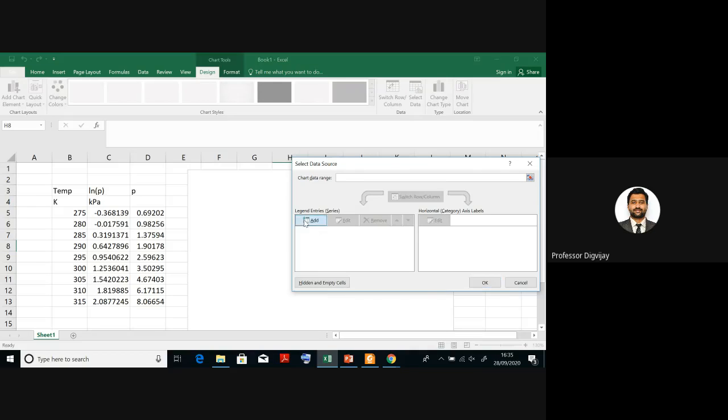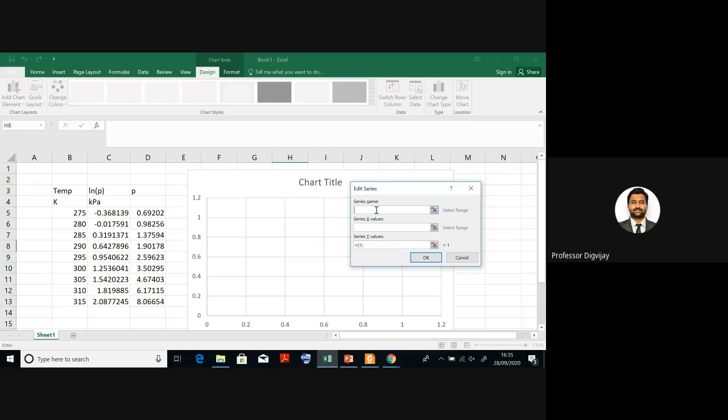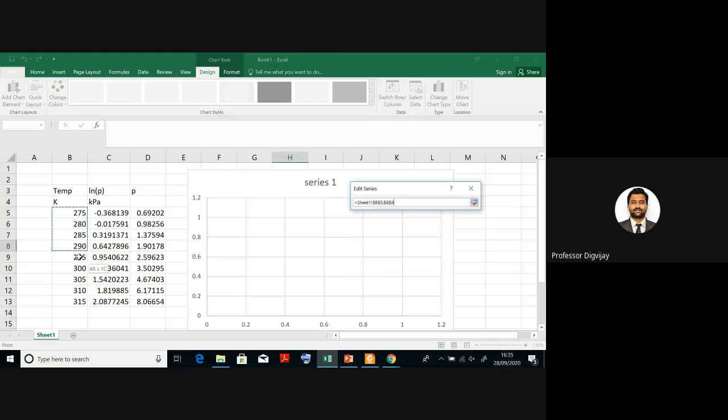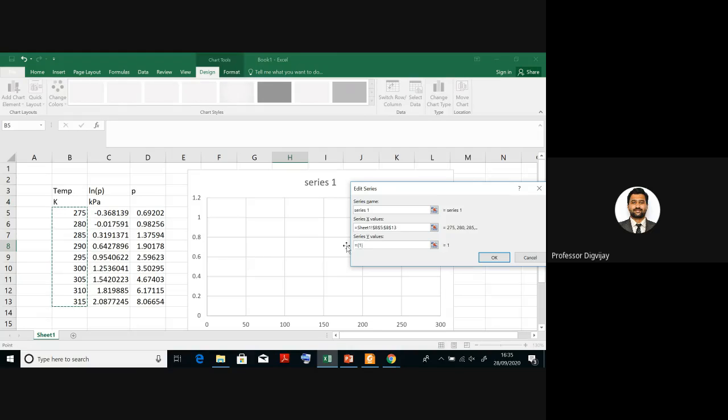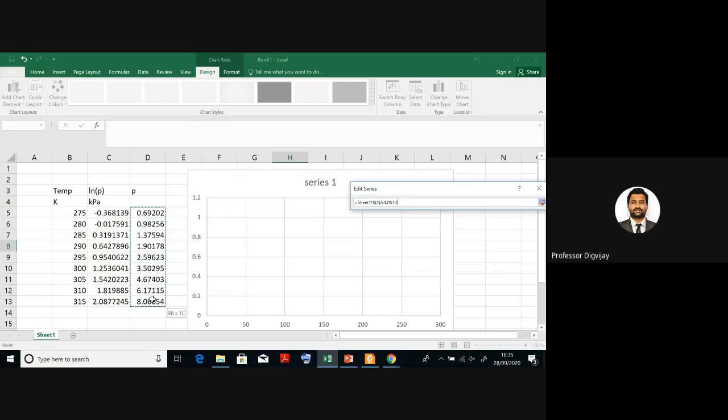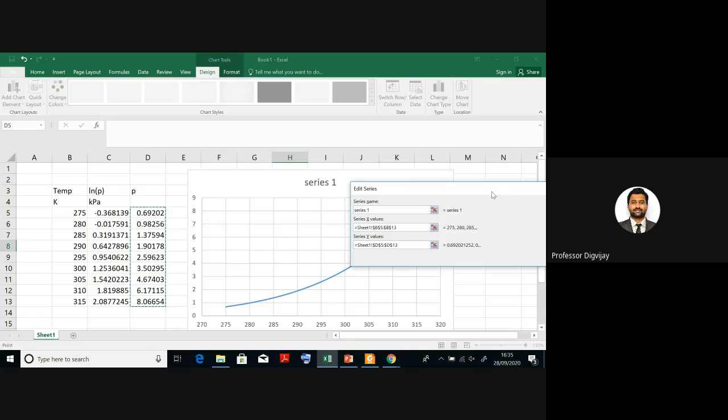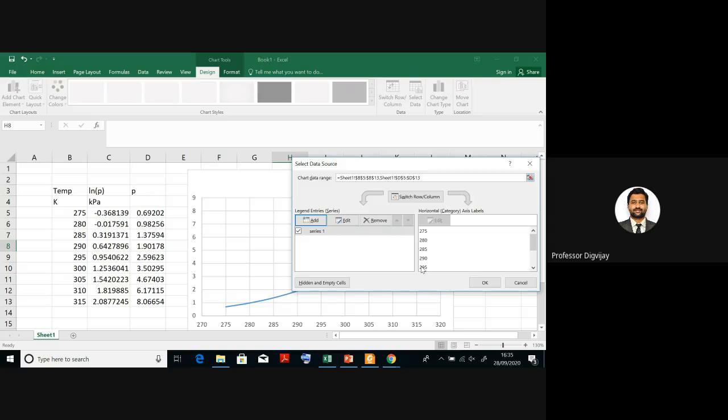Okay. So I add one series here. Let us say series one. For the series X values, I will take the temperature values, all of this. Then for the series Y values, I will take all these saturated pressure values. And that's it. So we'll get a graph here.